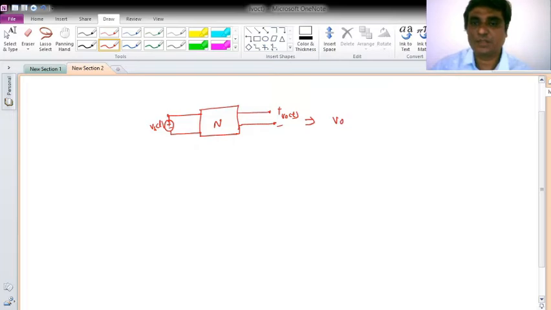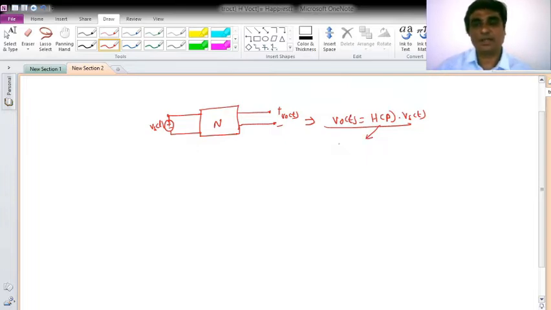So V0 of t, we know that we can find out by the use of the Heaviside operator H of p on the source voltage Vs of t, right? So H of p is my Heaviside operator, or system operator, or the characteristic equation. Whenever we would like to solve a dynamic circuit, if I know the Heaviside operator, ultimately I will be able to find whatever I am interested in, either the voltage across a particular element or the current through it.